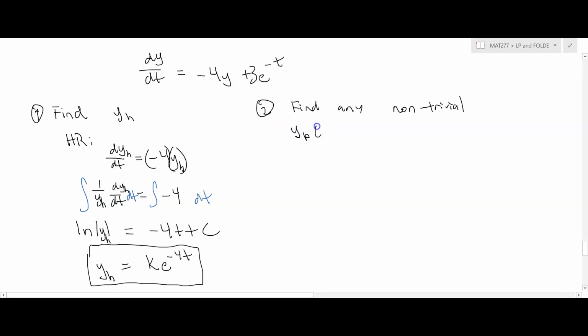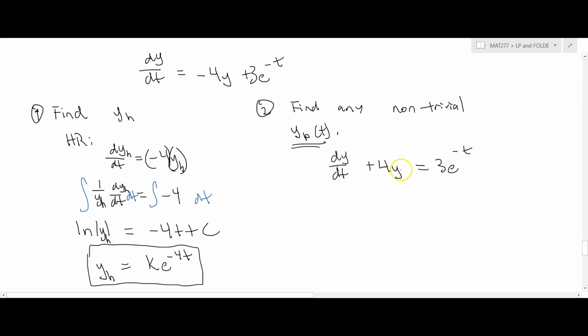any non-trivial y sub p of t. And this is where things can get a little bit interesting. In order to do that, I have to consider the whole equation. What I'm going to do is write the equation like this. I've just moved the 4y to the left and left the non-homogeneous piece by itself on the right. The reason I write it like this is because this will help me take a good guess at what y sub p should be. If I read this as an English sentence, it says that the derivative of the function plus 4 times the original function has to equal 3 times an exponential.